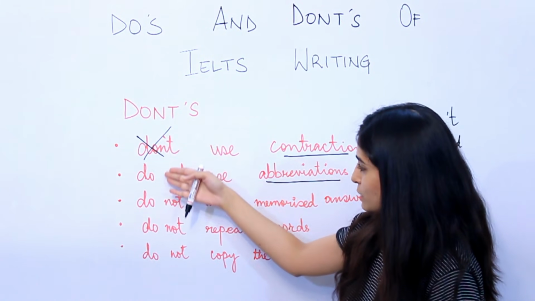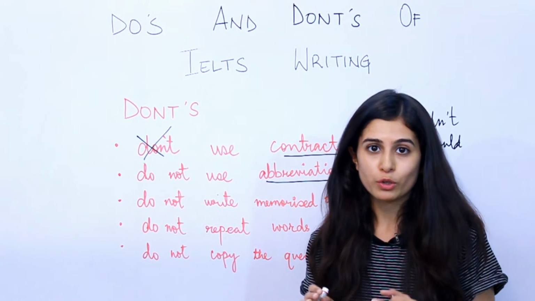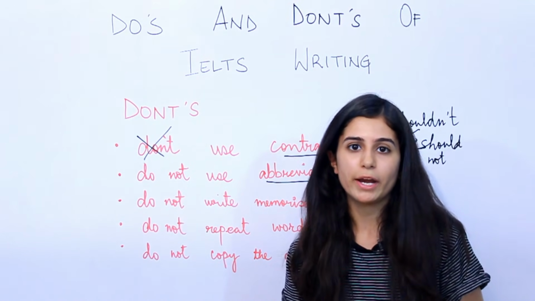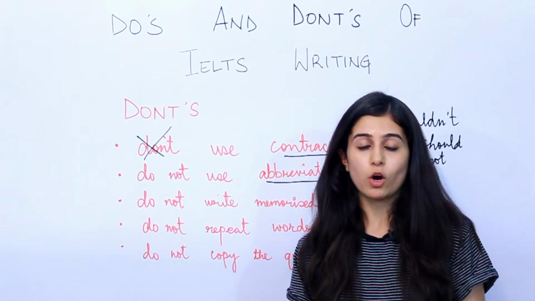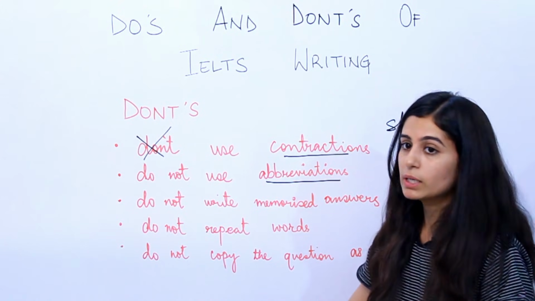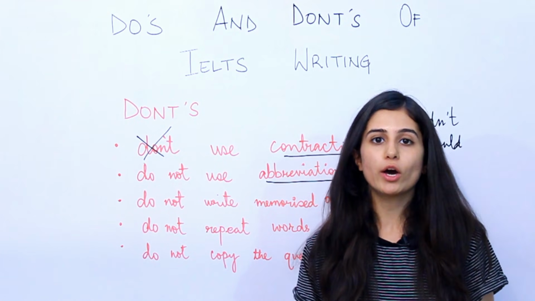Next one, do not repeat words. See, we have repeated words plenty of times. Do not, do not, do not, do not. So what could be the other words instead of using do not? We could have used avoid or prevent or shun or do not do that. So we should not be using the same words again and again in our essay or letter.